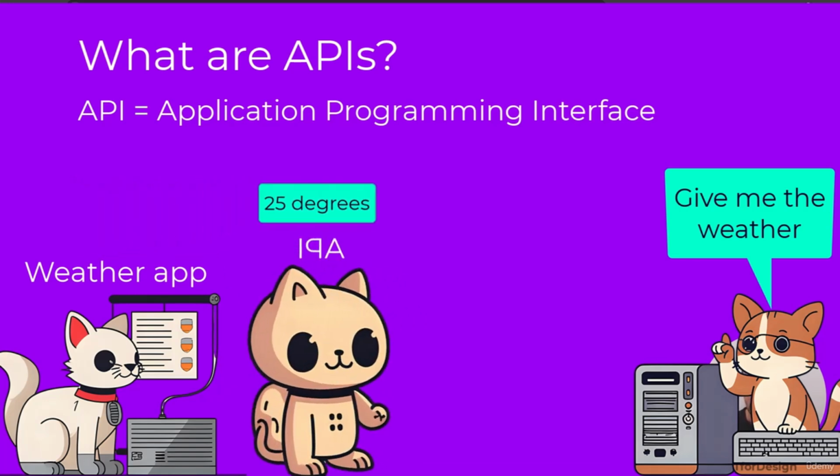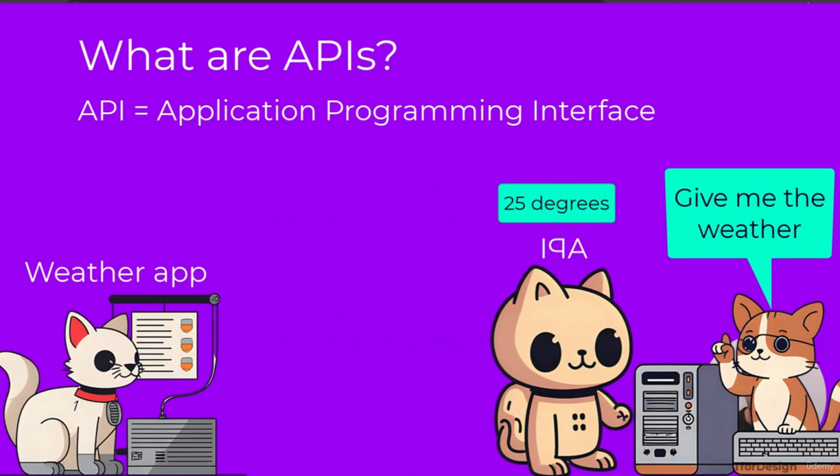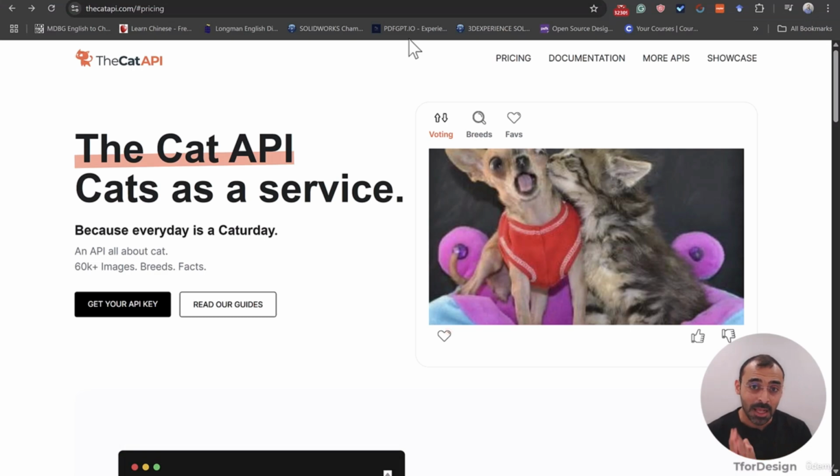everything from scratch. And so in this application we're going to be building, we're going to use the Cat API. And that's a fun API that is out there that we can use to request images of cats. And so I want you to go to thecatapi.com and then get your API key.